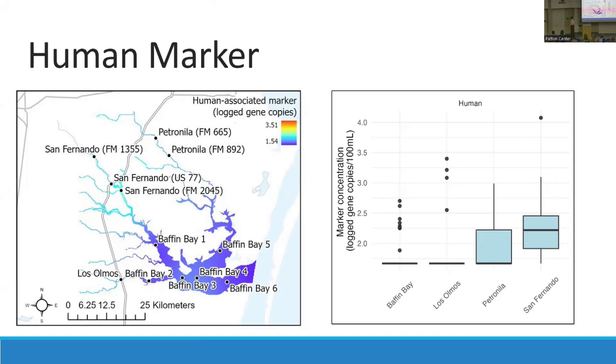And then over here, we have a spatial interpolation. So it's basically a heat map. We've got our sites, they're all listed here. The redder the color, the higher the concentration. So let's take a look at this human marker. These sites by San Fernando, right by the highway, this is right where Kingsville is. San Fernando is testing much higher for that human marker than the other sites.